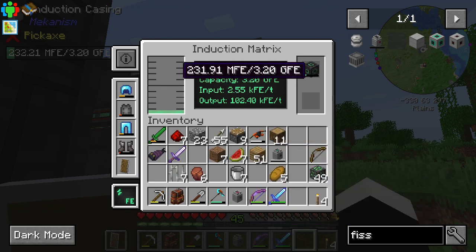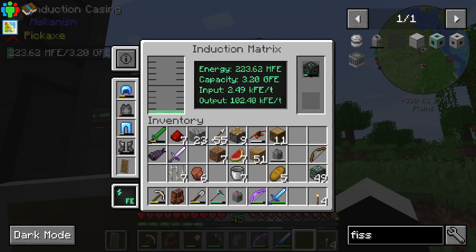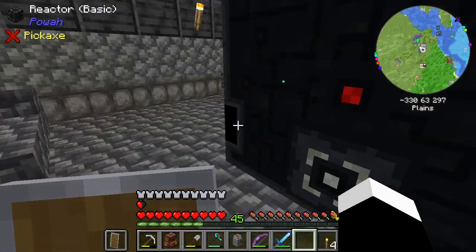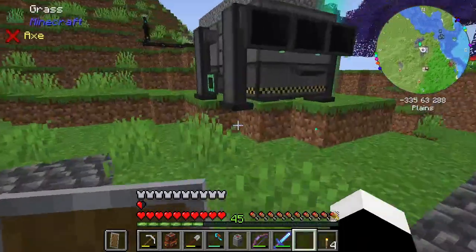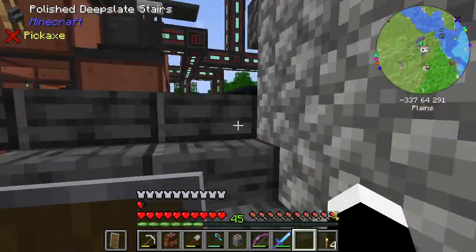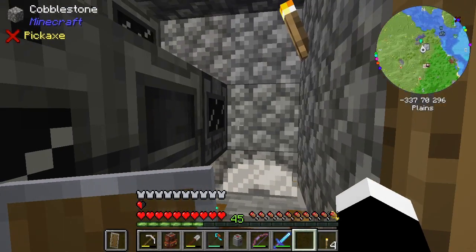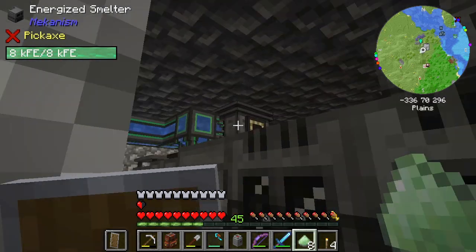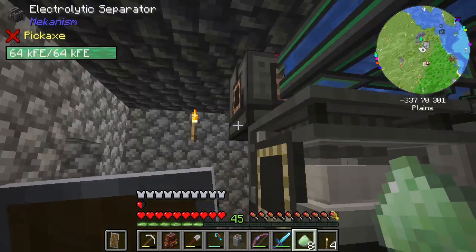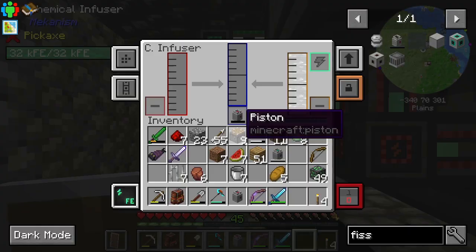I've got more than enough energy in this induction matrix to fill this cube, though. I'll just see to that. And then I've got... Well, I'm going to go whole pig on this uranium. I've got some downstairs. But I imagine I'm going to need a ton of it.